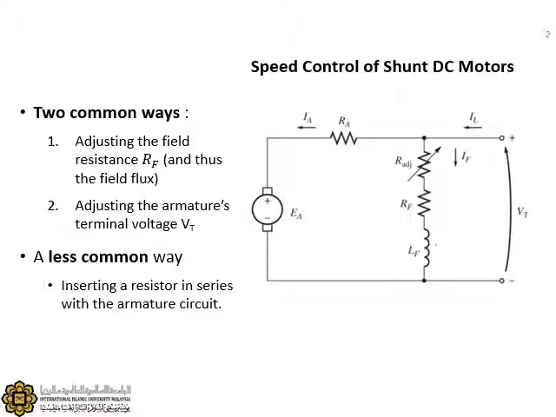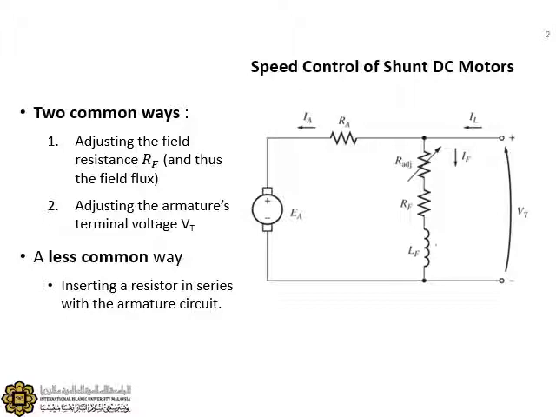Basically, there are two common ways that are used to control the speed. The first is by adjusting the field resistance, or RF, and the second method is by adjusting the armature's terminal voltage, or VT. Additionally, there is a third method, which is less commonly used, which is by adding a resistor in series with the armature winding.